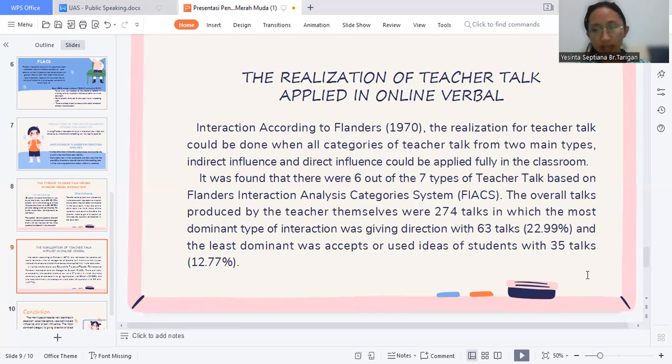It was found that there were 6 out of the 7 types of teacher talk based on the Flanders interaction analysis category system. The overall talks produced by the teacher themselves were 274 talks, in which the most dominant type of interaction was giving direction, with 63 talks or 22.99%, and the least dominant was accepting or using ideas of students with 35 talks or 12.77%.